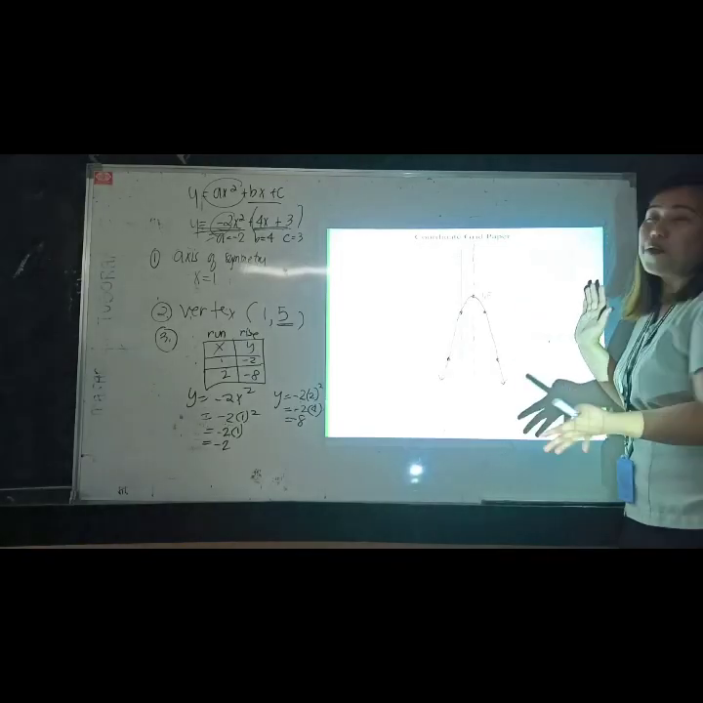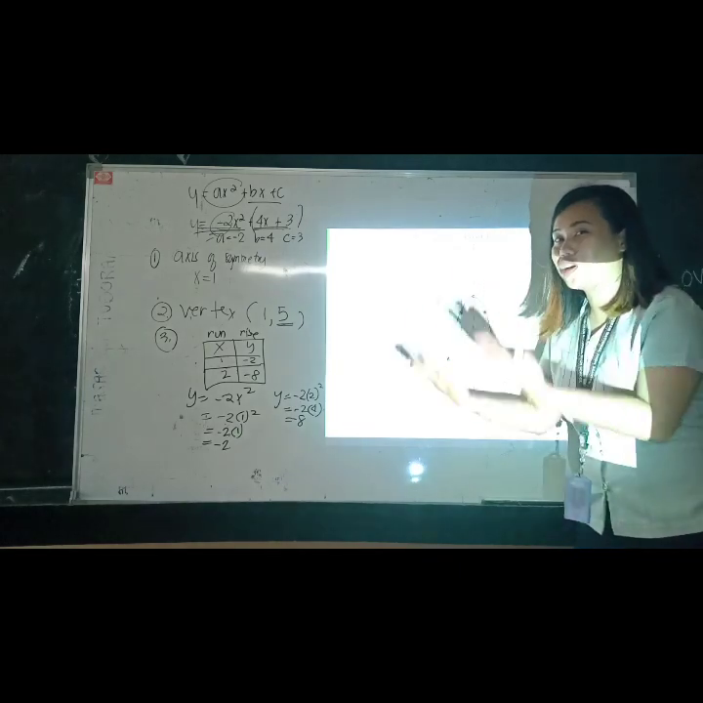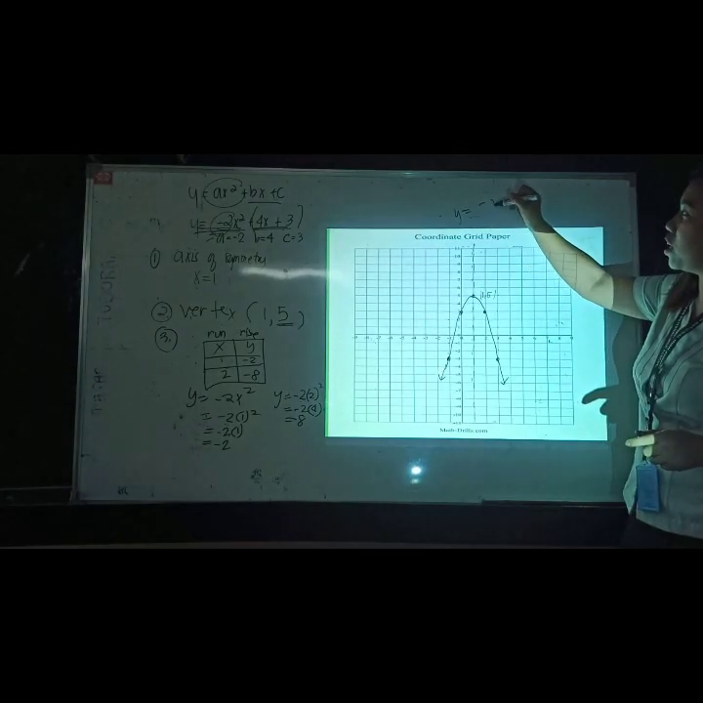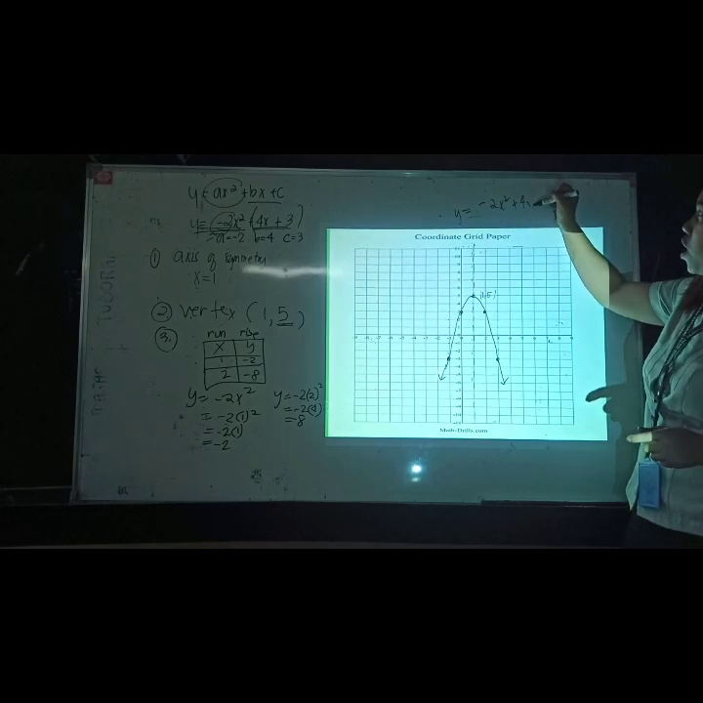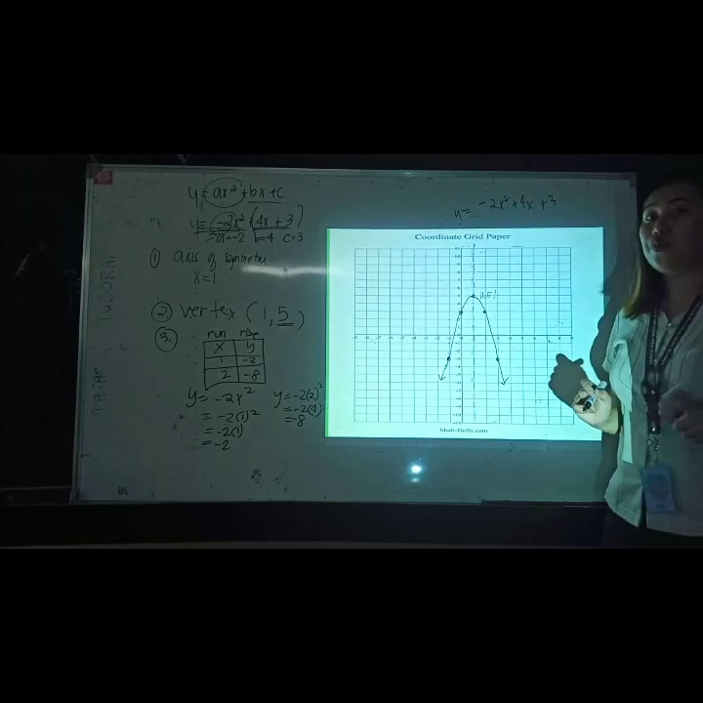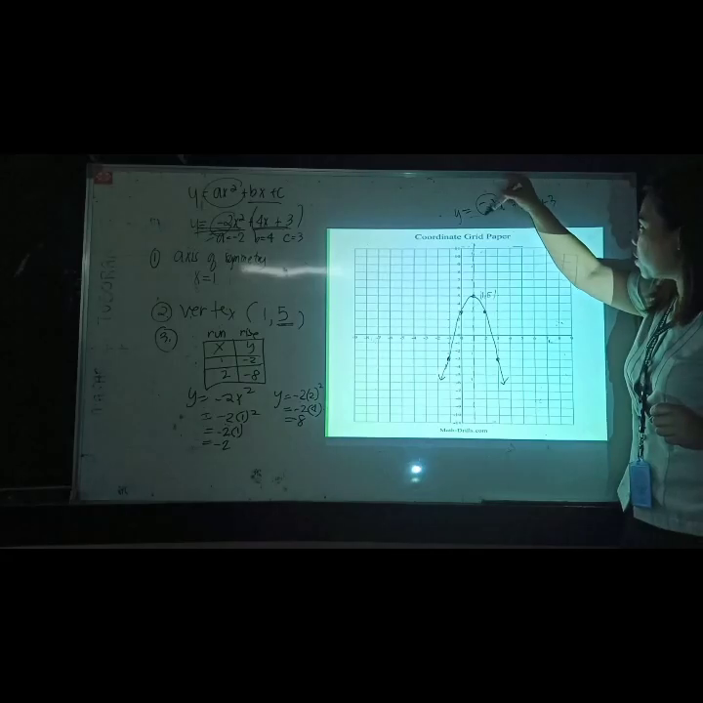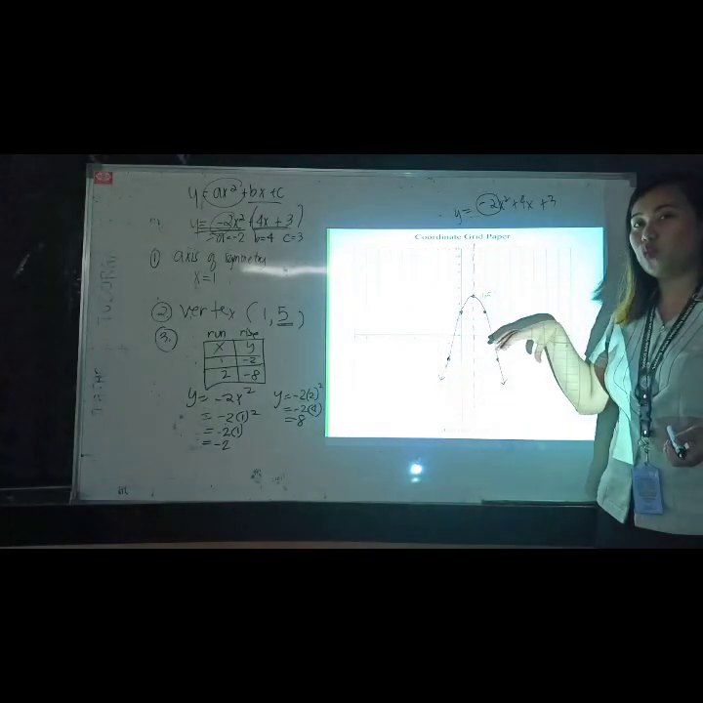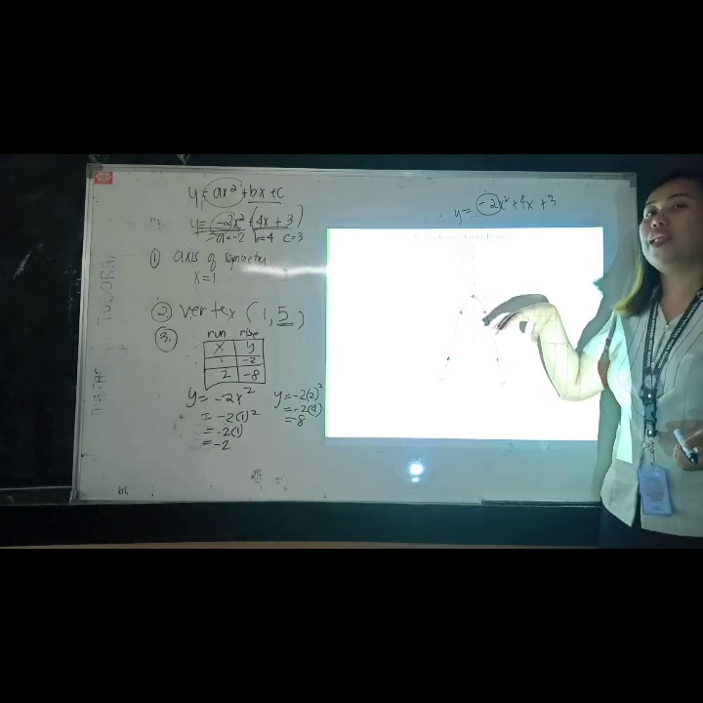You already graphed the quadratic function y is equal to negative 2x squared plus 4x plus 3. Again, we must check that our a here is negative. Therefore, the opening of our parabola is downward. That means that this parabola has a maximum point.